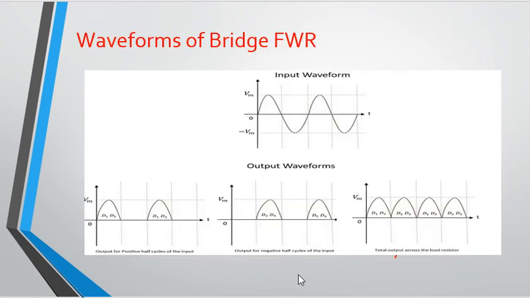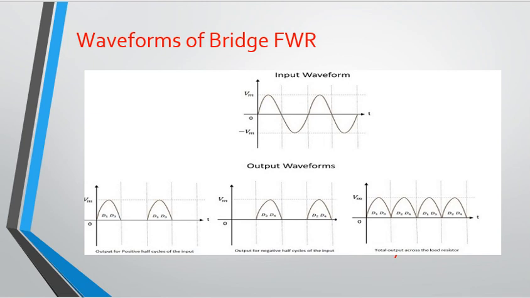From this diagram, the concept will be more clear. For the positive half cycle, we get a positive half cycle output. For the negative half cycle of the input signal, we also get a positive half cycle. So the combination of positive and negative gives the final output which contains all positive half cycles, that means pulsating DC. We get pulsating DC after rectification.